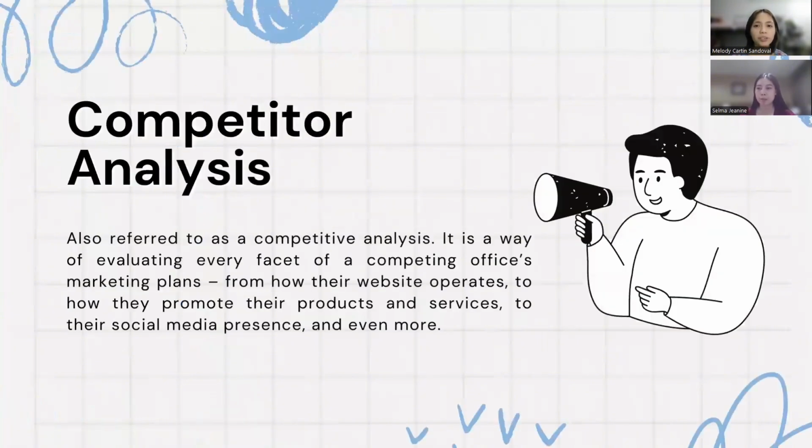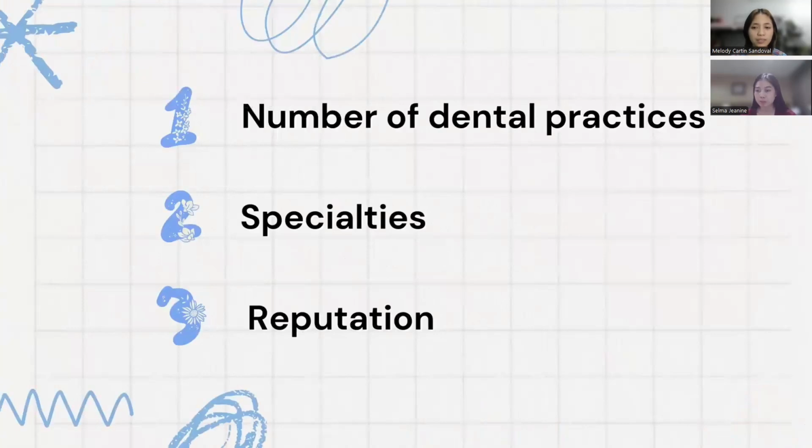Next, we have the competitor analysis. It is also referred to as competitive analysis. It is a way of evaluating every facet of a competing office's marketing plans, from how their website operates to how they promote their products and services, to their social media presence, and even more. This is essential as you can use this information as a point of comparison to identify your company's strengths and weaknesses relative to each competitor. This includes the number of dental practices, their specialties, and reputation.